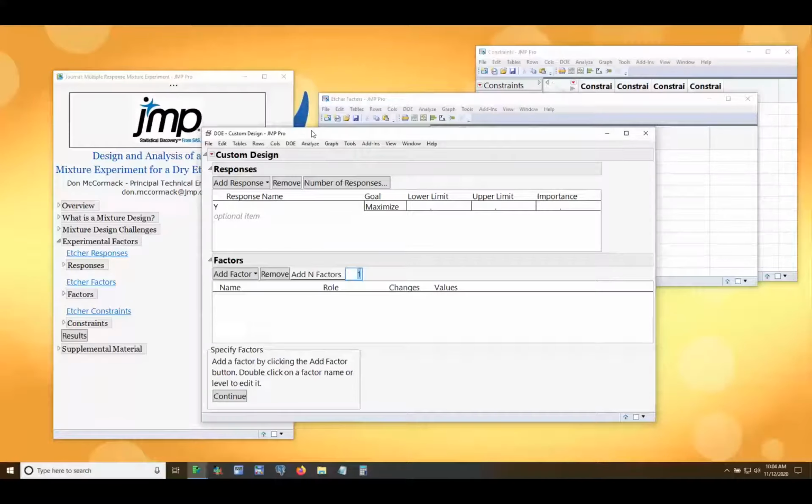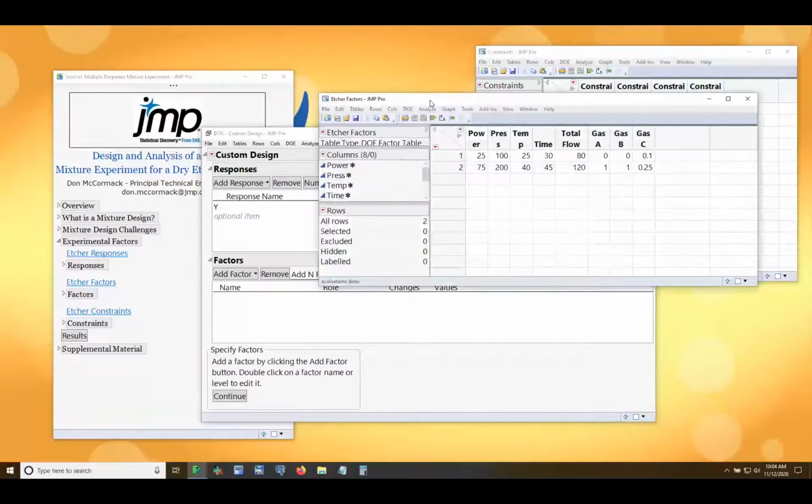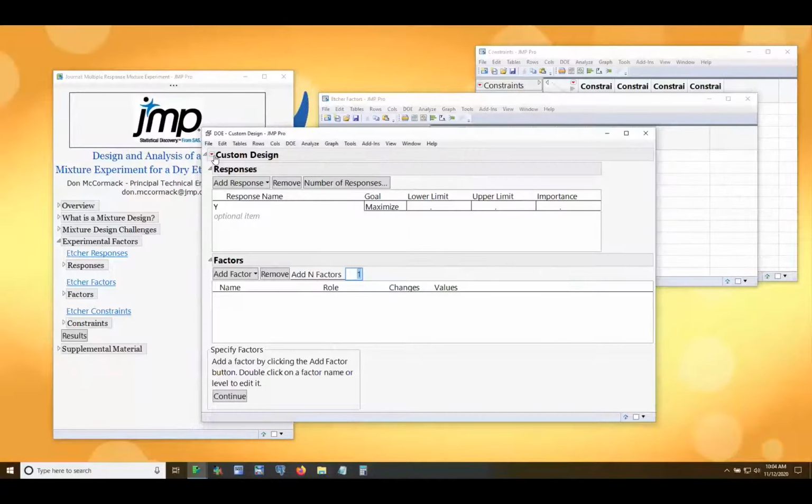Now, rather than having to watch me type everything in, I'm just going to load my factors in here.